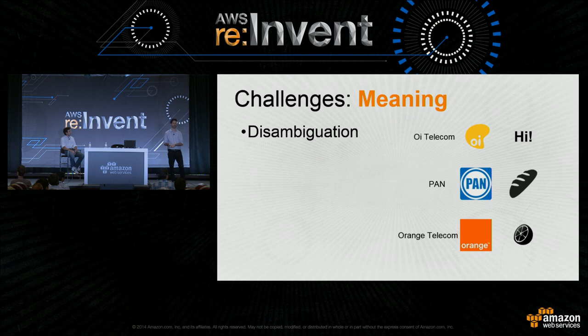Another thing is disambiguation. Also, we are not just tracking common words. Something like "oi" in Portuguese means "hi" in English, so it's really hard to create meaning from the text. Or "pan", which in Spanish is the word for bread, but in Mexico it's a political party. When we first ran our tool, we had a lot of bread recipes on our system because it didn't disambiguate at all.